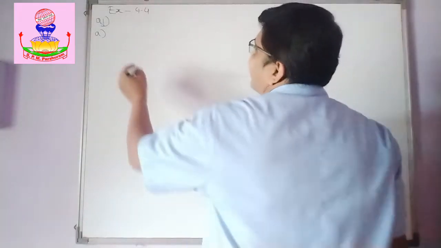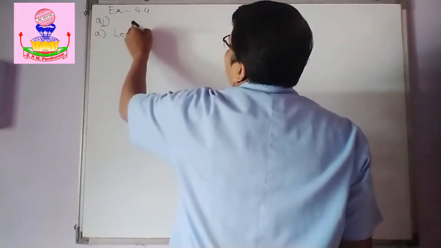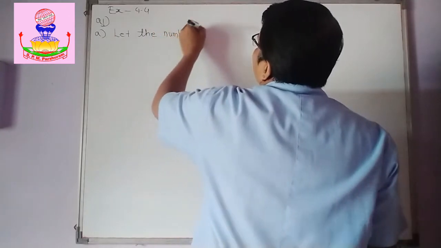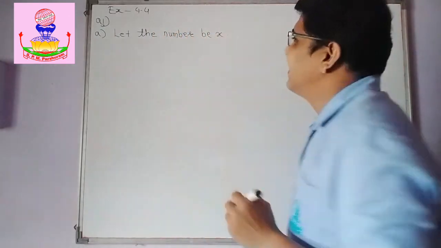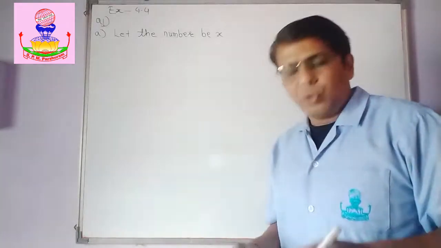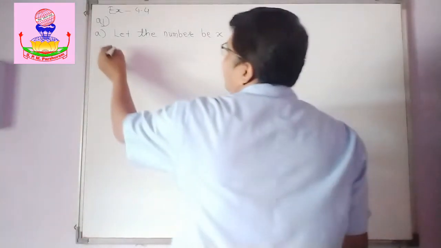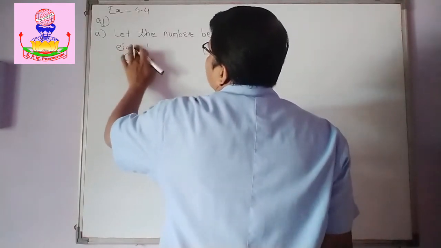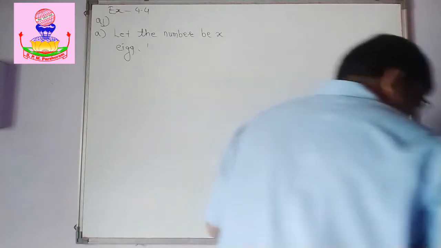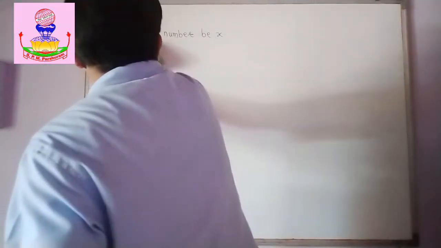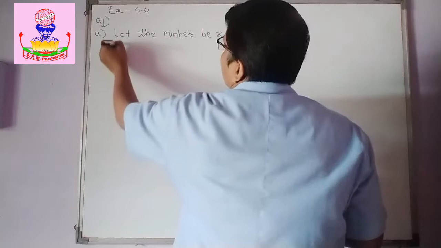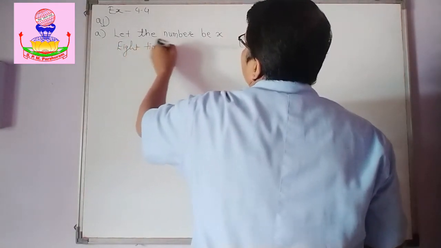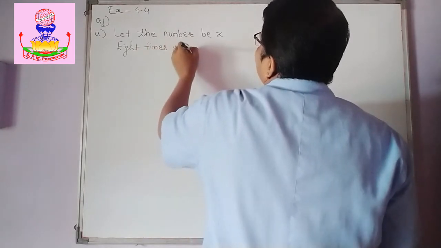I'm back. Now, so add 4 to 8 times a number, you get 60. So let the number be x. Right? Now, you have to add 4. To whom? 8 times a number. So write it, 8 times a number. I am going statement wise.